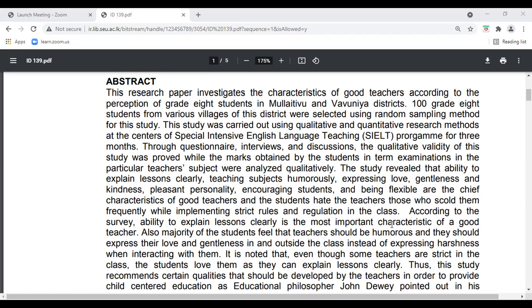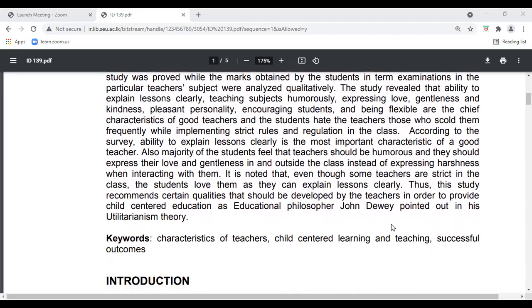It is noted that even though some teachers are strict in the class, the students love them as they can explain lessons clearly. Thus, this study recommends certain qualities that should be developed by the teachers in order to provide child-centered education, as educational philosopher John Dewey pointed out in his theory.